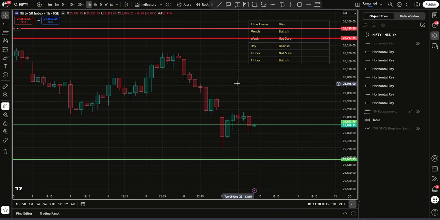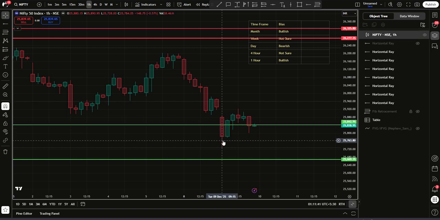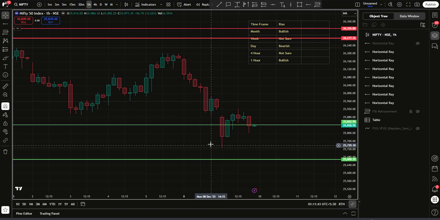Just in these scenarios, think from the perspective of buyers and sellers. Forget bullish and bearish. Here there were sellers. They sold Nifty all the way down. And here there were buyers. They bought Nifty up.